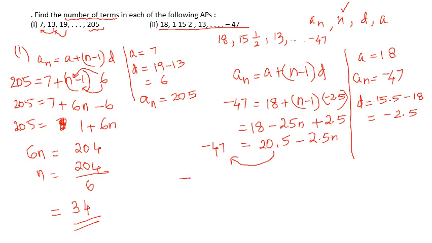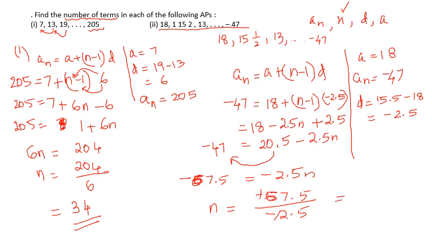Okay. This becomes minus 57.5 is equal to minus 2.5n. Now what is n? n is equal to minus 57.5. Sorry, 67. 47 plus 20 is 67. Minus 67.5 by minus 2.5. Minus and minus means it becomes plus. So what will be the answer? 25?